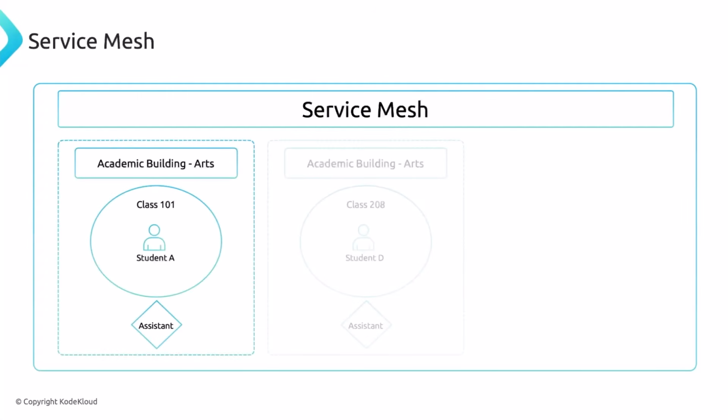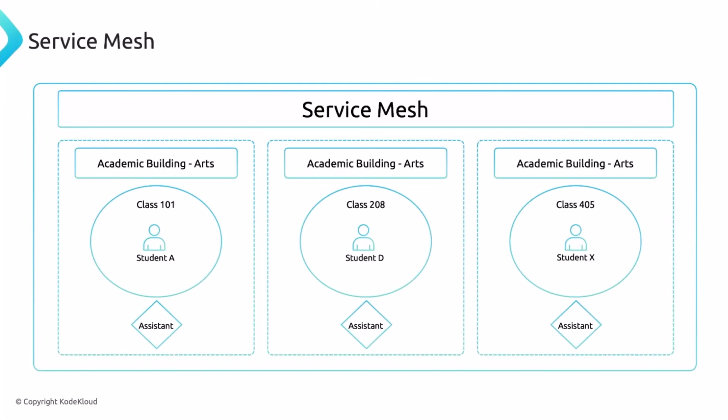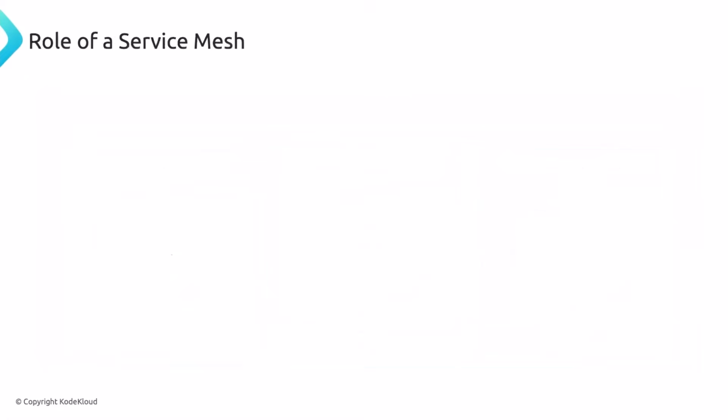And you can extend the same concept across multiple classes. Each class has an assistant. For example, if student A wants to send a note to student X in another academic building, let's say arts, class 405, the student sends it to the assistant, and the assistant will exchange those notes on behalf of the students. Now, the role of the service mesh here.